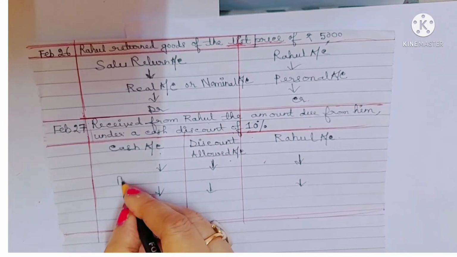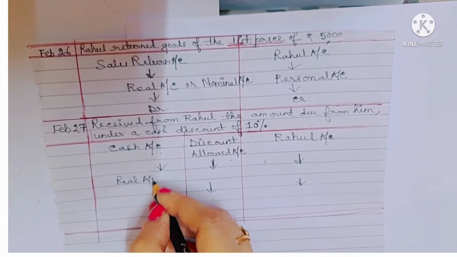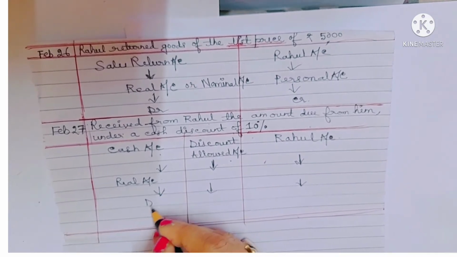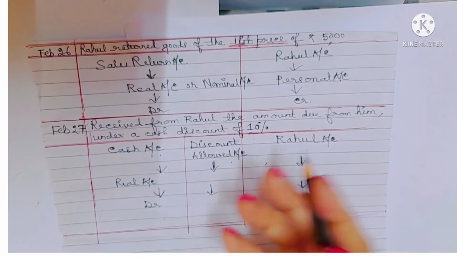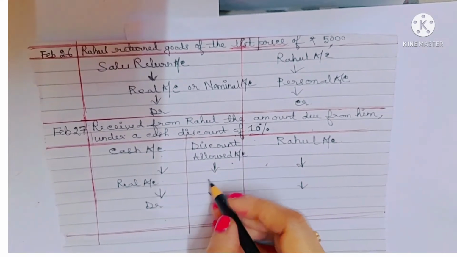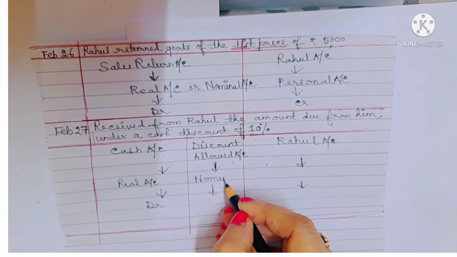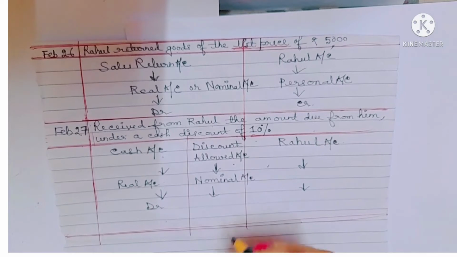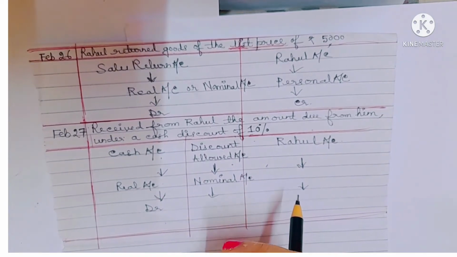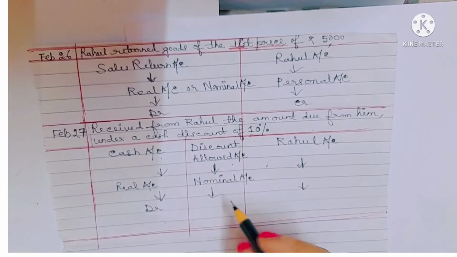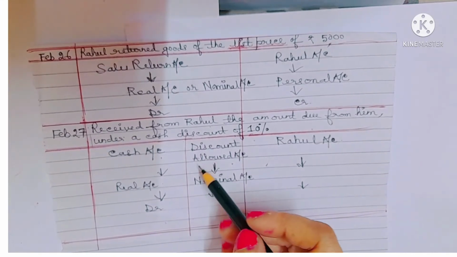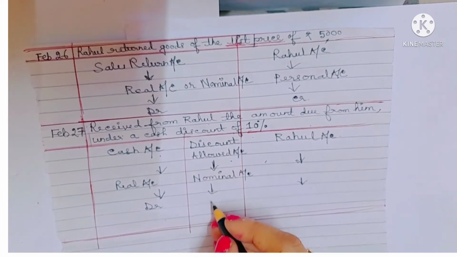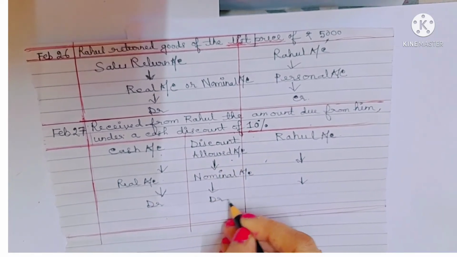Cash account falls under real account, always remember. We are receiving cash, so cash comes in. According to real account, what comes in is debit. Discount allowed falls under nominal account. According to nominal account, all losses and expenses are debited. So when we are allowing discount, it's a loss for the business, so it should be debited.